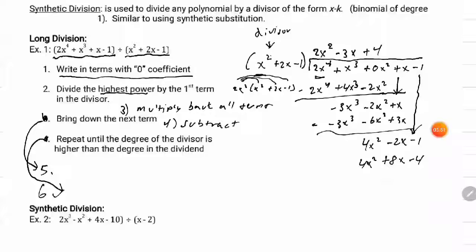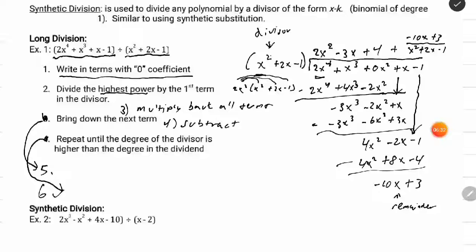When we subtract that, we get negative 10x, and negative 1 minus negative 4 is plus 3. Okay, and then we're done. So this is our remainder. The only thing left to do is rewrite it up there. So we're going to add our remainder, which is negative 10x plus 3, over our divisor, x squared plus 2x minus 1. Okay?